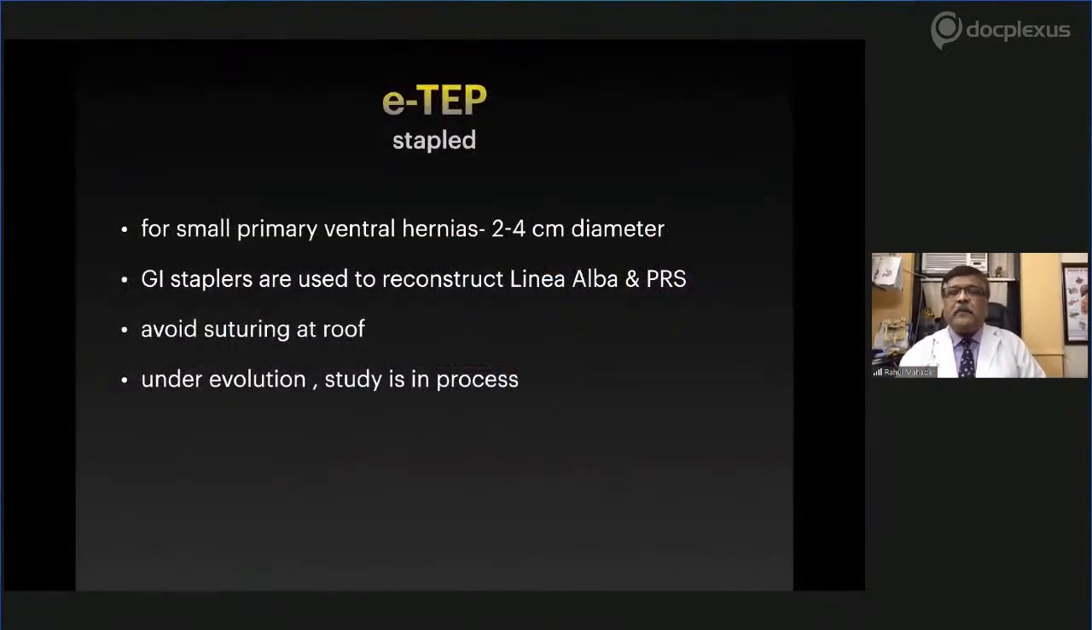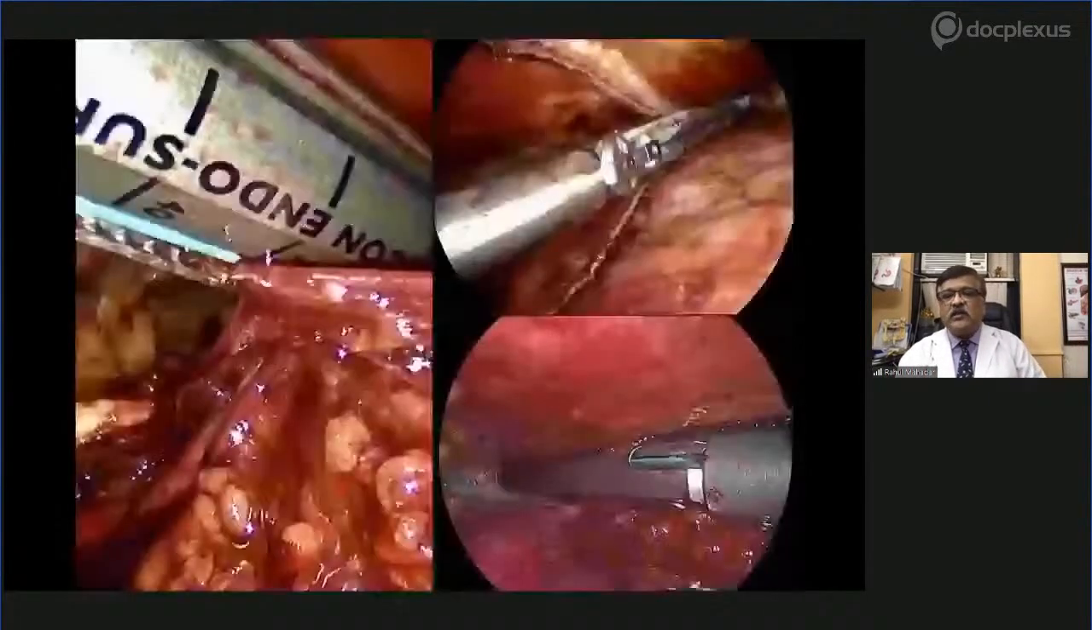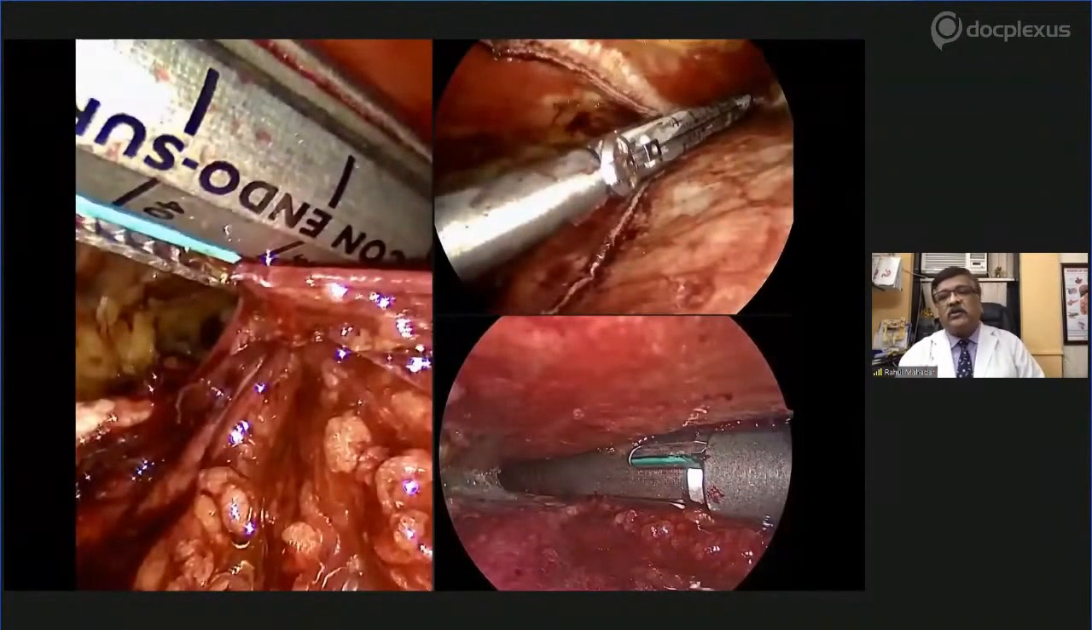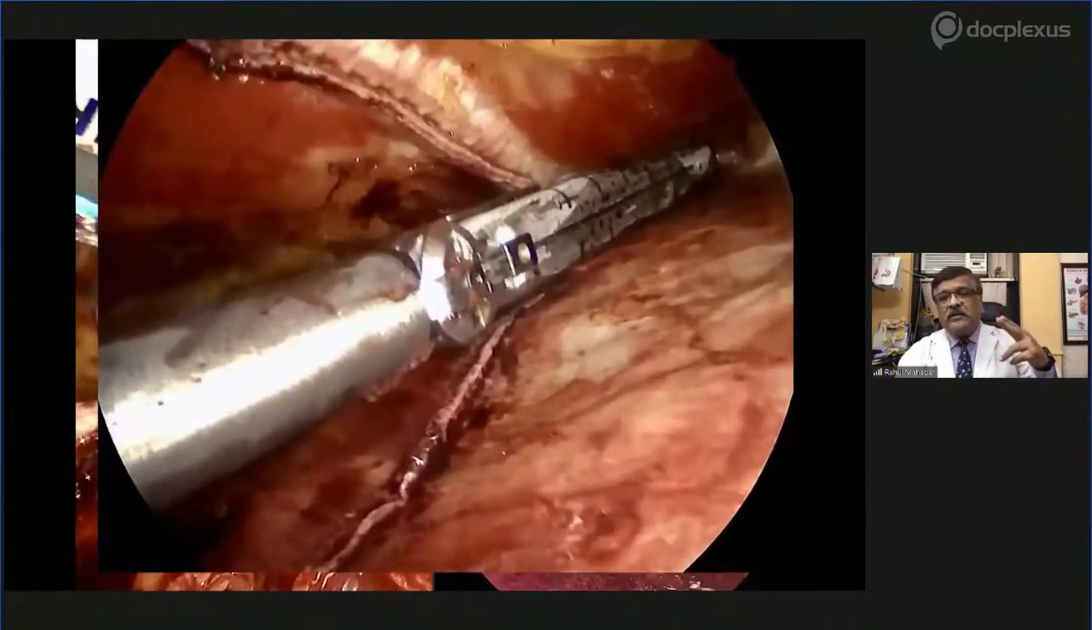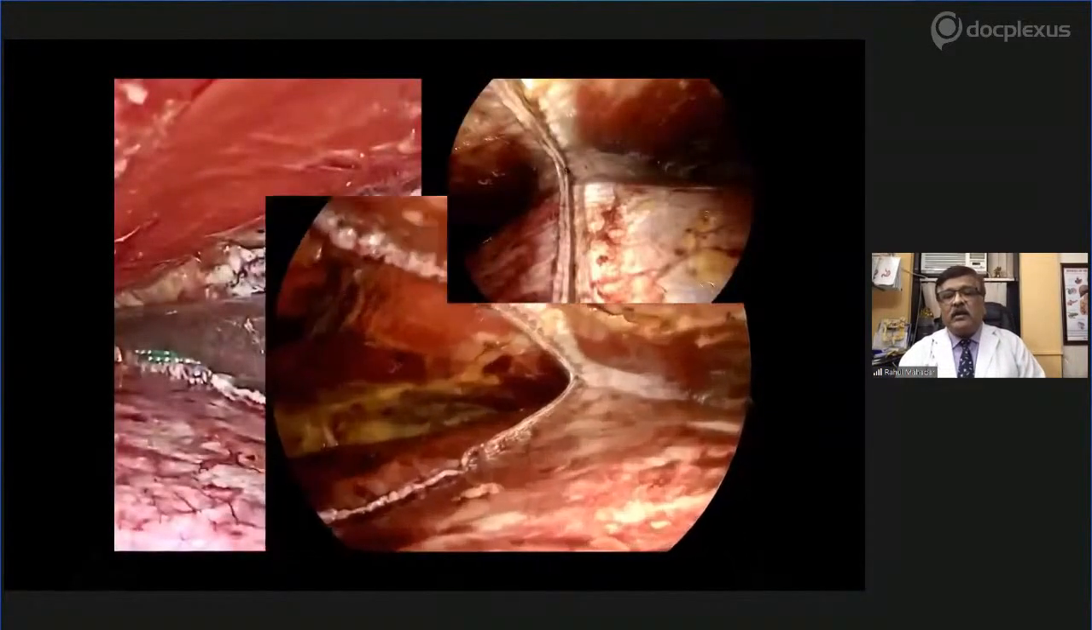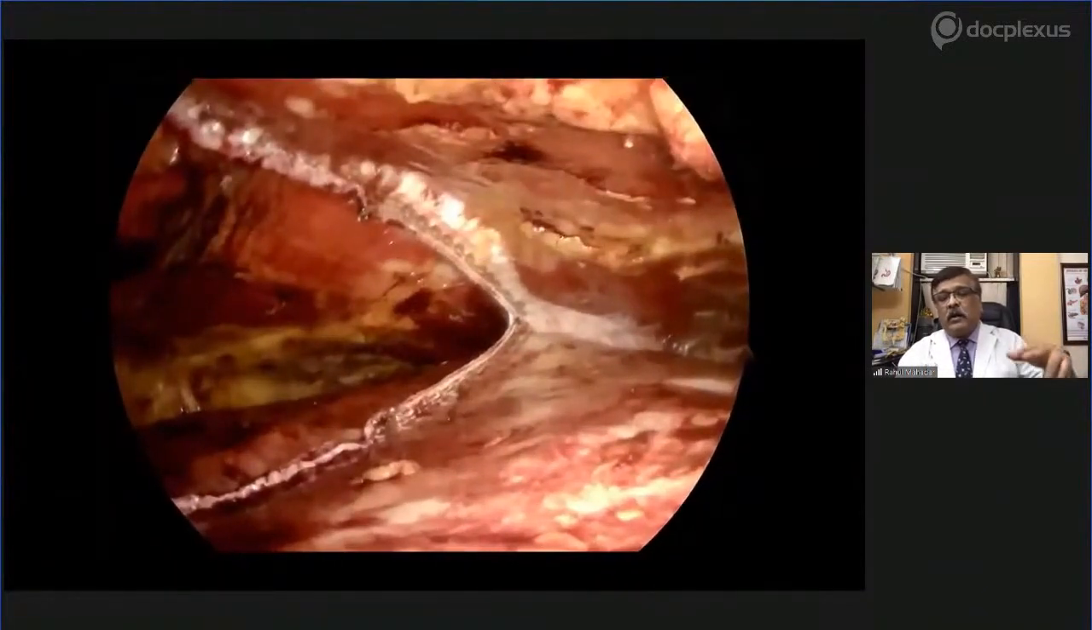Now, the E-TEP stapled approach is for small primary ventral hernias, 2 to 4 centimeters in diameter. GI staplers are used to reconstruct the linea alba and posterior rectus sheath, which avoids suturing at the roof. It is under evolution and the study is in progress. Because of the COVID pandemic situation it has been delayed, but the study is still going on. He uses the GI stapler to approximate the linea alba as well as the posterior rectus sheath. And here you see the picture after putting in a stapler.